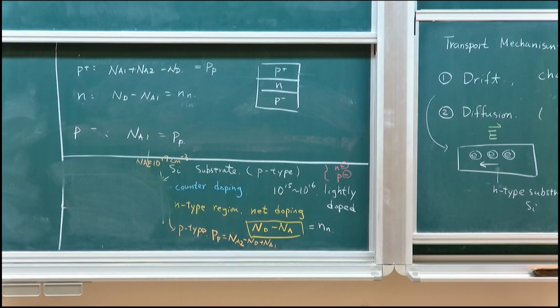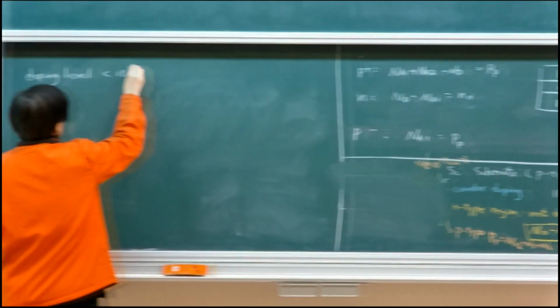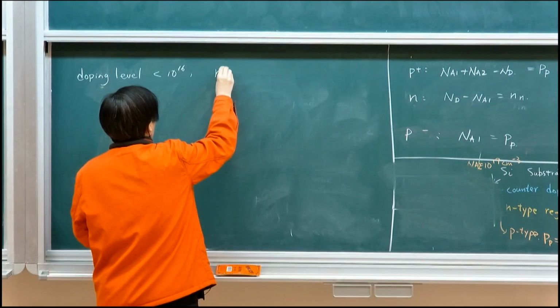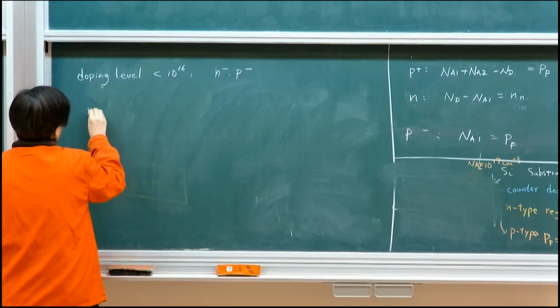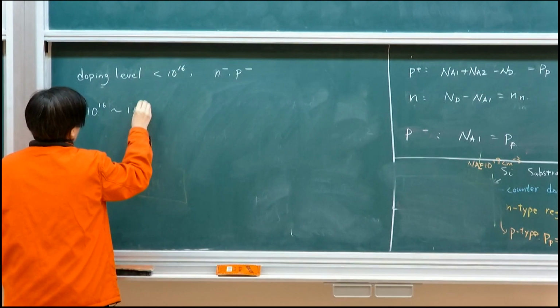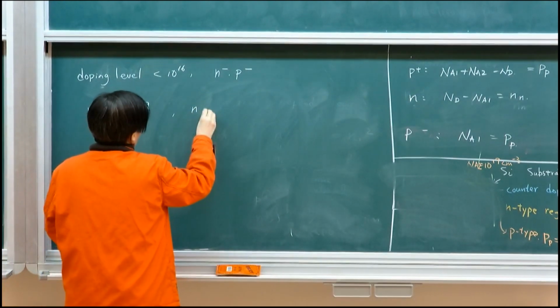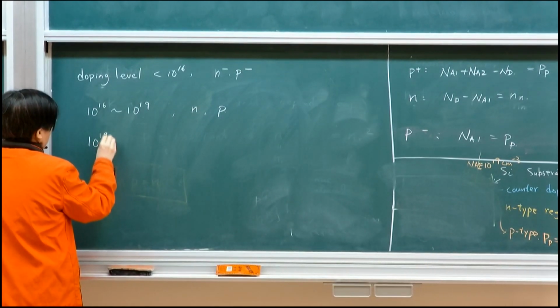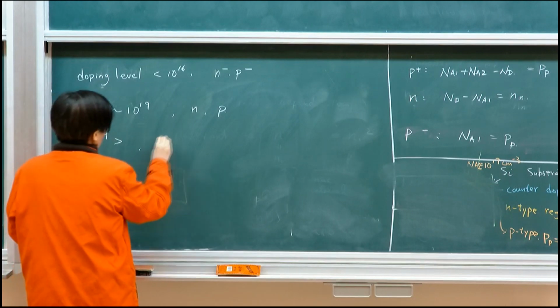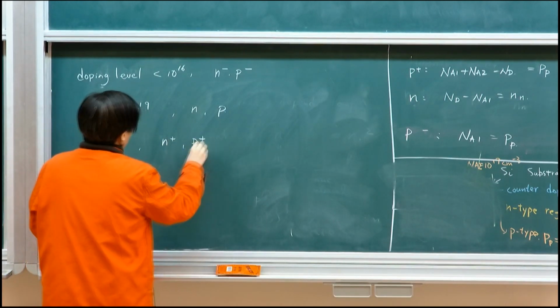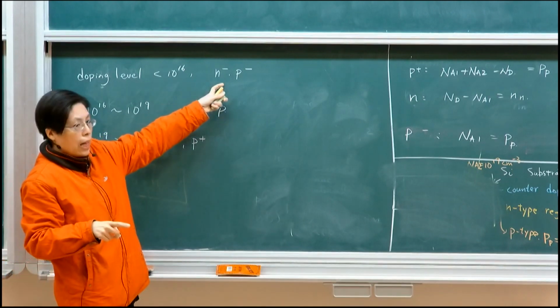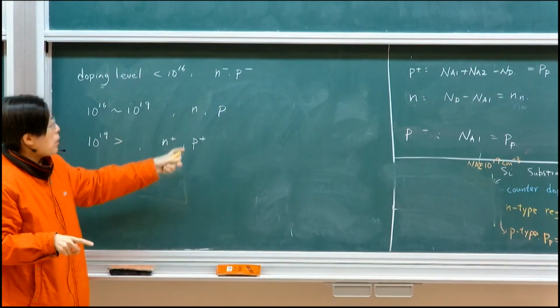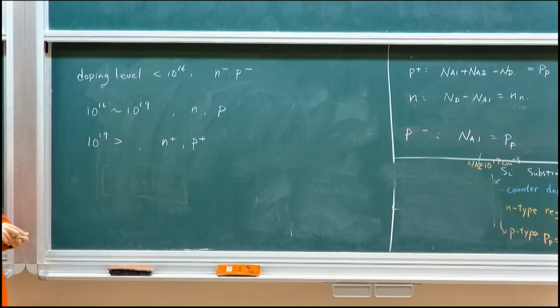Typically, if you have a doping level which is less than 10 to the 16th, we'll refer to this region as either n minus or p minus. If it's between 10 to the 16th and 10 to the 19th, it will be just n or p. You will see labels like that. And anything above 10 to the 19th is referred to as n plus or p plus. So these indicate lightly doped, medium doped, and heavily doped. Okay?